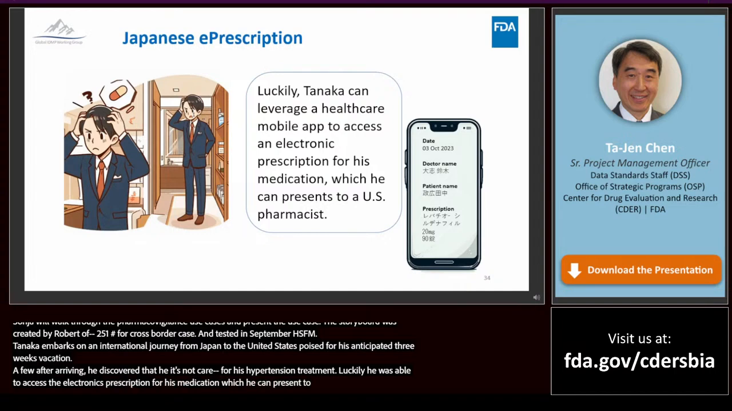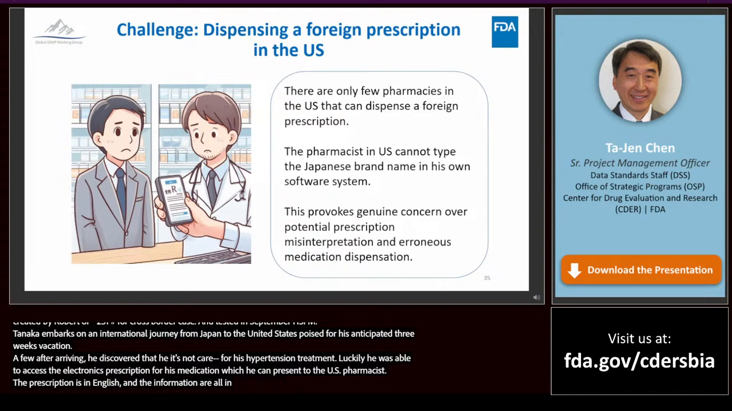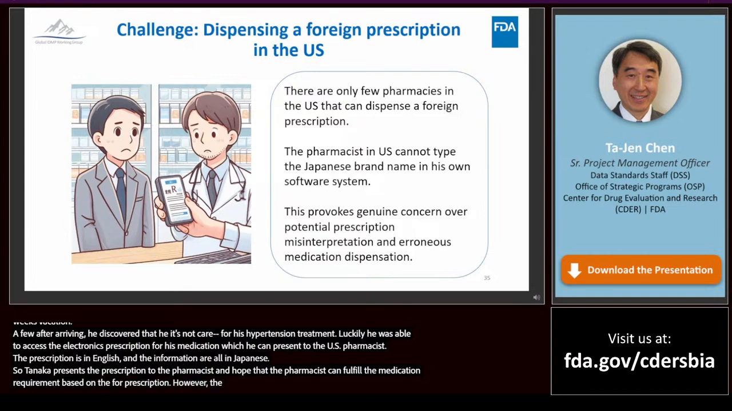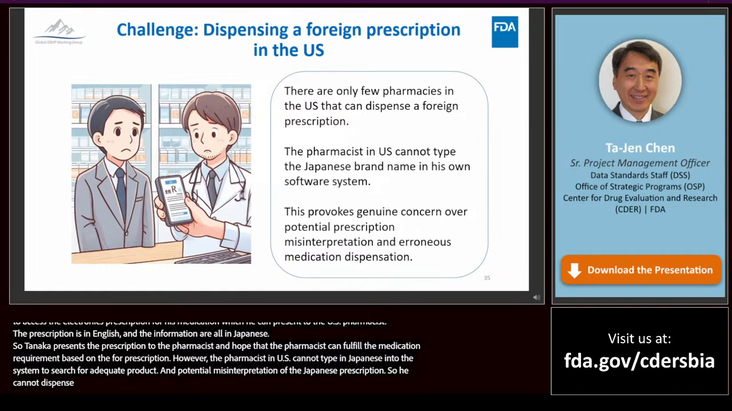Luckily, he was able to access the electronic prescription for his medication, which he can present to the US pharmacist. The prescription has headers in English, while the rest of the information are all in Japanese. So Tanaka presents his prescription to the American pharmacist and hopes that the pharmacist can fulfill the medication requirement based on the foreign prescription. However, the pharmacist in US cannot type in the Japanese brand name into the system to search for adequate product. And also he is concerned about the potential misinterpretation of the Japanese prescription. So he cannot dispense a similar or equivalent US medicinal product for Tanaka.